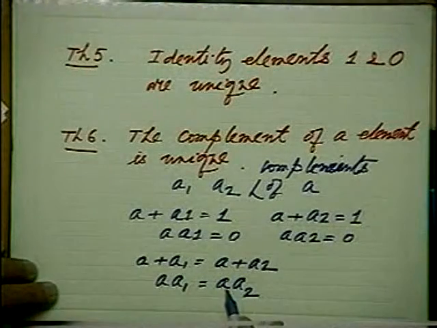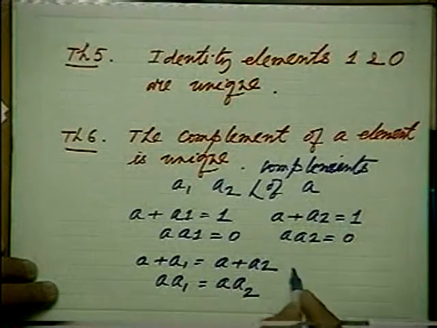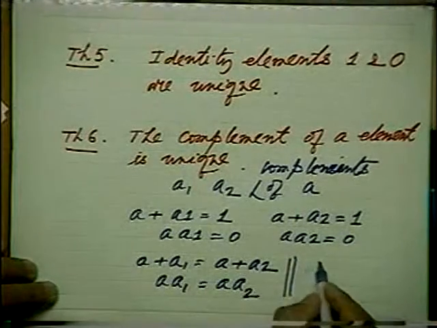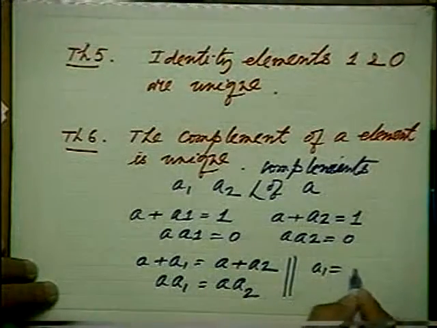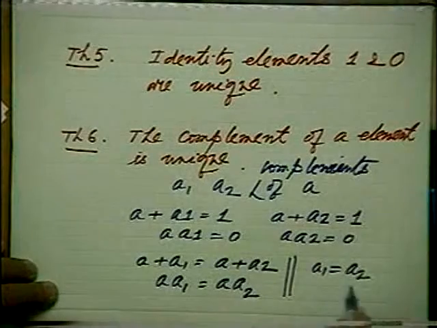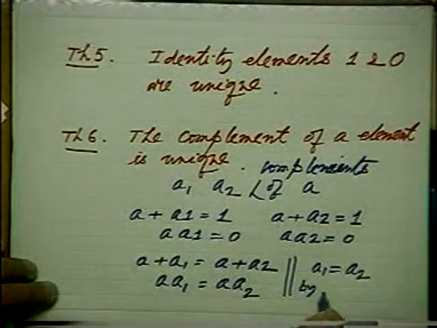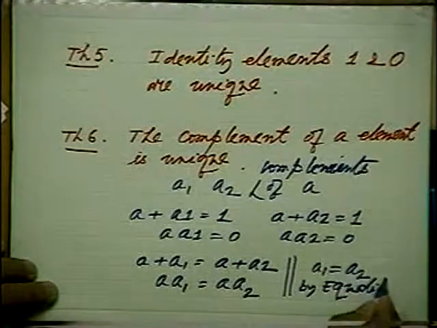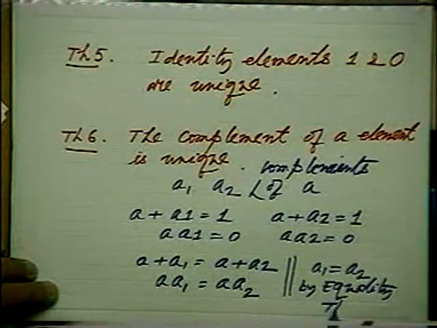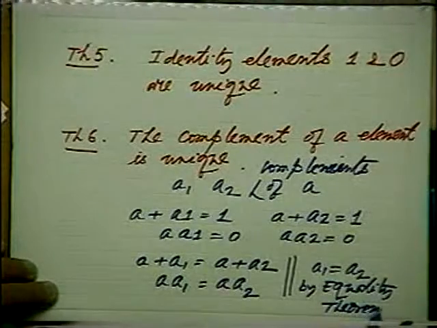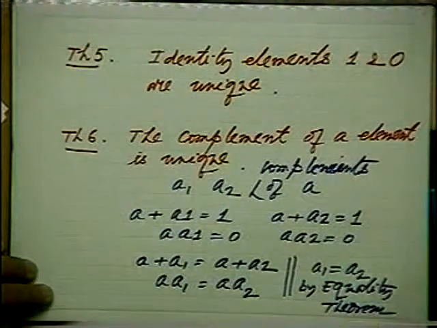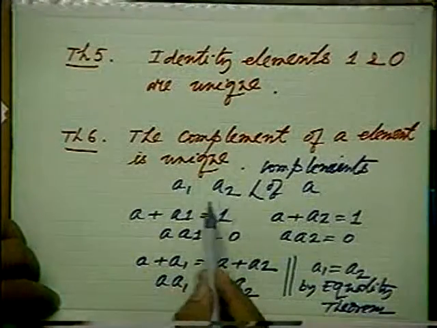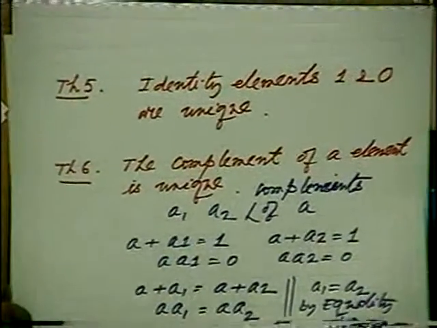This immediately, by the equality theorem, what do I get? That A1 is equal to A2, that is by the equality theorem we get, which means that the complements are unique.